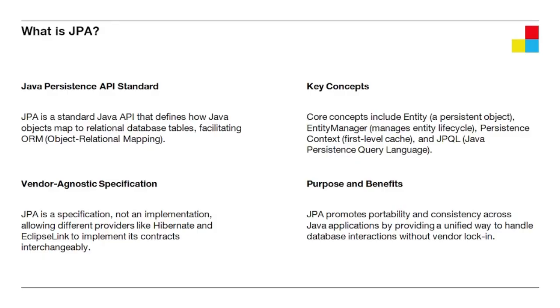Vendor agnostic specification. JPA is a specification, not an implementation, allowing different providers like Hibernate, EclipseLink to implement its contract, interchangeability. Key concepts, core concepts: entity, a persistent object. Okay, basically an entity is like a table. Let me assume that I have an employee, student, and each variable in the entity you can map to a column.